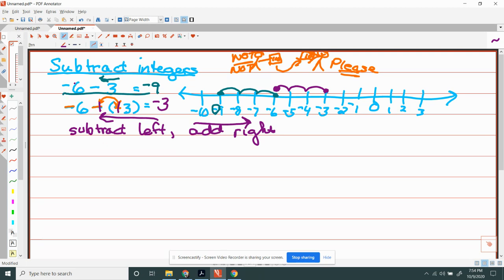So here's the rule that we can come up with for subtraction. We're going to take the first number and we're not going to do anything with it. We're going to keep the first number. We're going to change the sign in the middle, no matter what. It doesn't matter what the second number is. We're going to change the sign in the middle to addition.